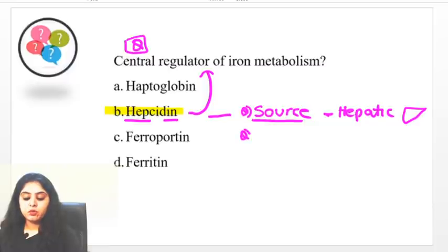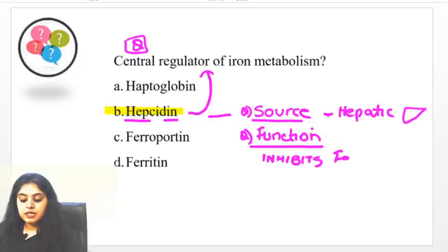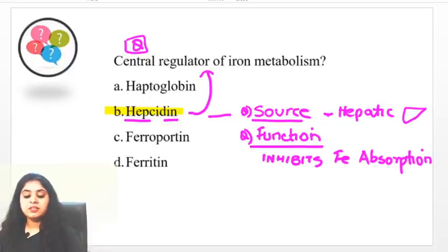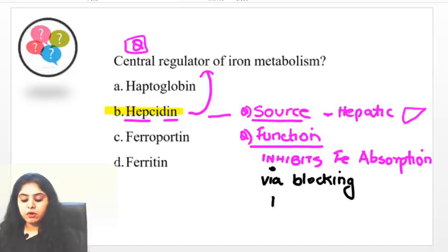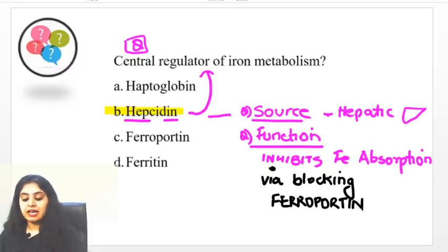Next, they ask you the question, what is the function? The function is inhibition. It inhibits iron absorption. So these are the classical questions of hepcidin. How does it inhibit iron absorption? It inhibits iron absorption by blocking a port, that is ferroportin. That is the port which brings iron inside.